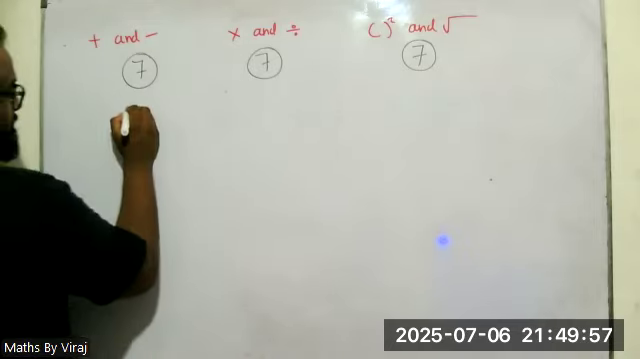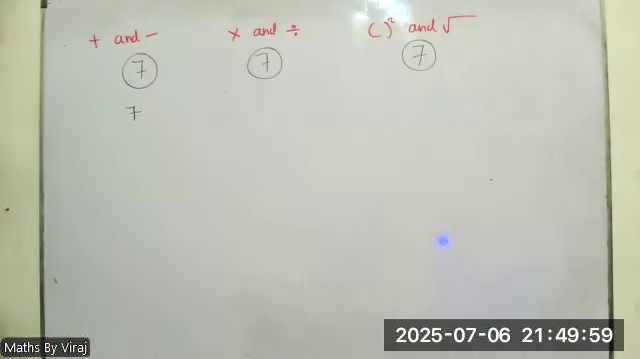Let me take number 3. To this 7, I'm adding number 3. At the same time, I'm subtracting number 3. Are we clear? Just for number 7, I'm adding 3, and from that, I'm subtracting 3.